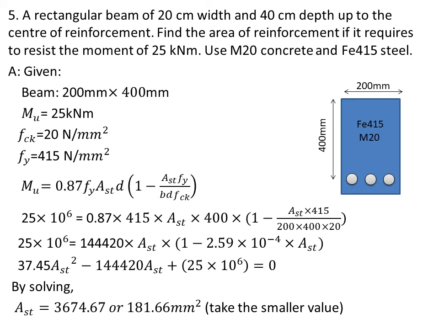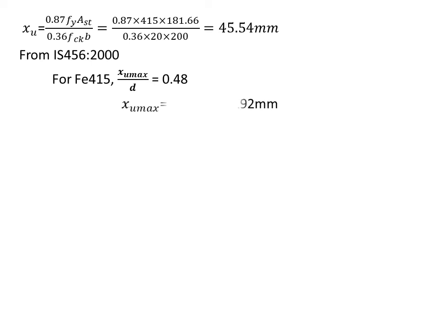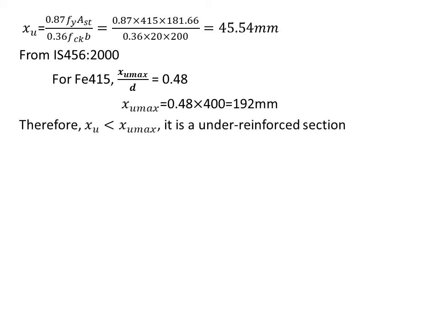If it's too wide or if it's placed after that, we find Xu. Then we find out Xu max by d into 0.48, and we see that our assumption was correct. Xu less than Xu max, it is under reinforced section. Nothing was mentioned here, so we directly took the under reinforced section because it's safe.